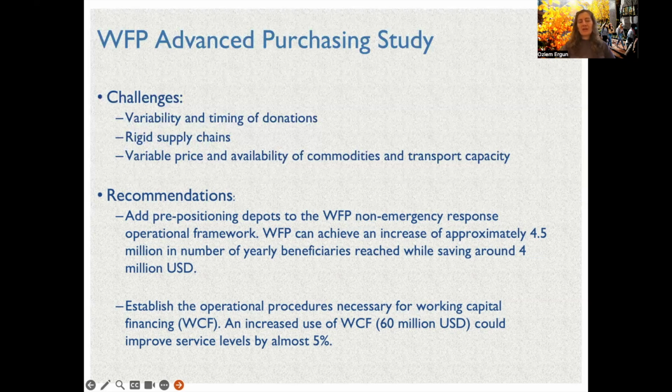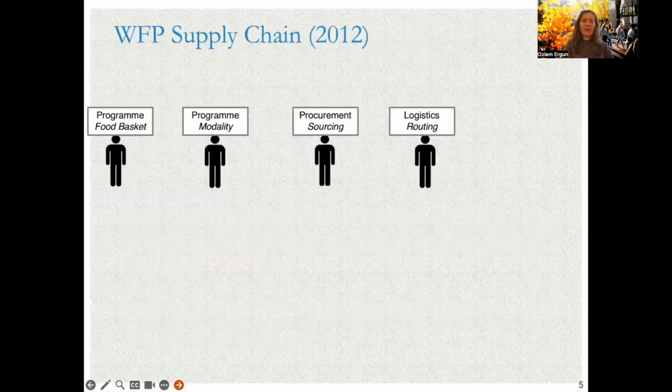So this study, of course, with many other initiatives that supported this idea in WFP, became one of the key corner points of building a case for trying advanced purchasing and pre-positioning. And in fact, after several pilot studies, advanced purchasing and pre-positioning is now a common operational and tactical strategy within WFP.